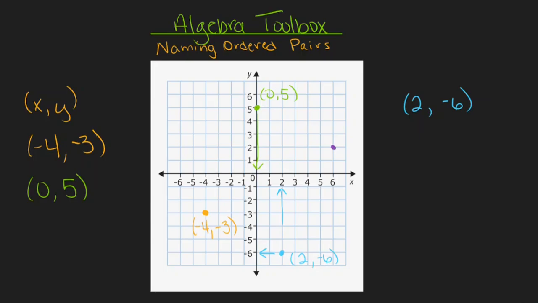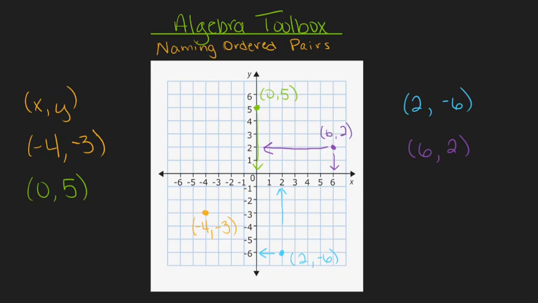Last but not least, we can take a look at the purple point. As I look at the purple point, again, I'll look at the x-axis first. Looking down from this point to reach that x-axis, I see that I'm at the x-axis value of 6. So my x-coordinate must also be 6. And then moving to the y-axis, I see that I'm on the 2 value on the y-axis. So that means my y-coordinate must be 2. So this purple point is the point 6, 2.